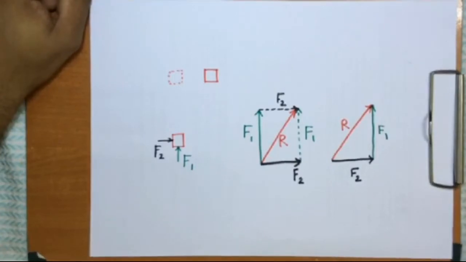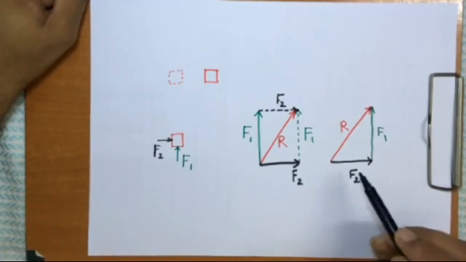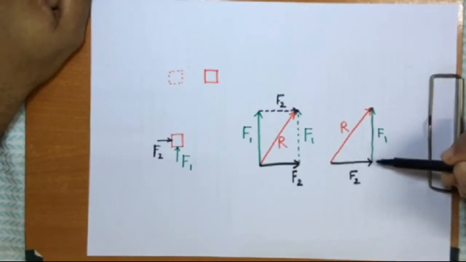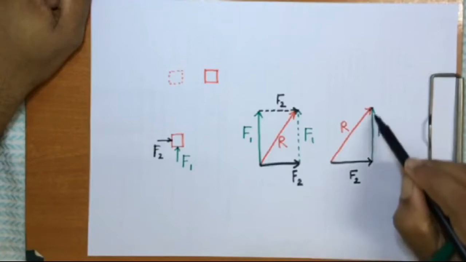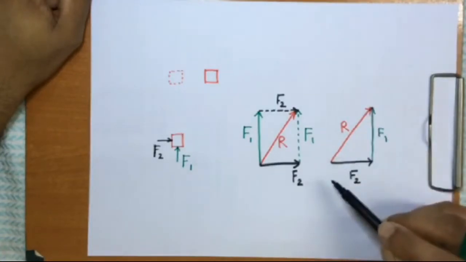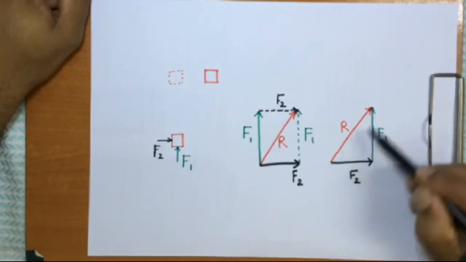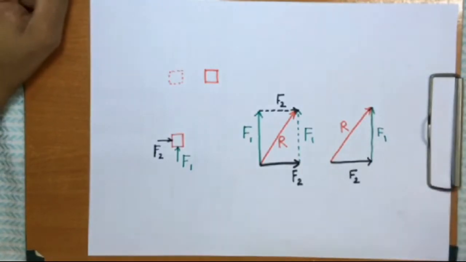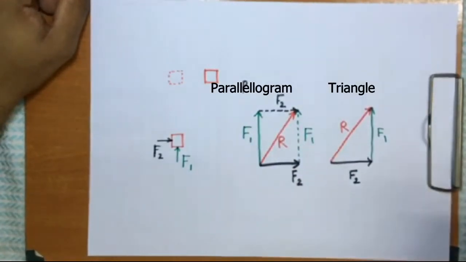Now, how to remember this law? It is very simple. You keep this force F2 like this, and then at the head of the force F2 I have placed the tail of the force F1 and constructed it. So you see here, this is the direction of flow. So the resultant will be from the tail to the head. So this is the tail of F2 and this is the head of F1. This is known as the parallelogram law, and this is known as the triangle law.